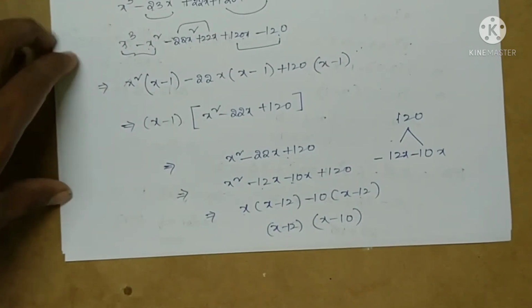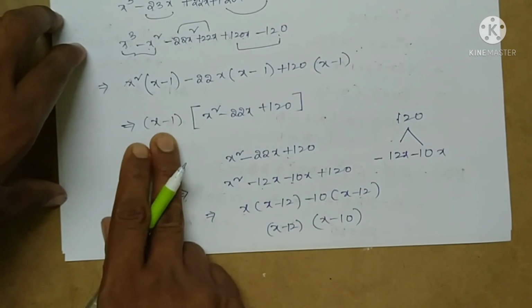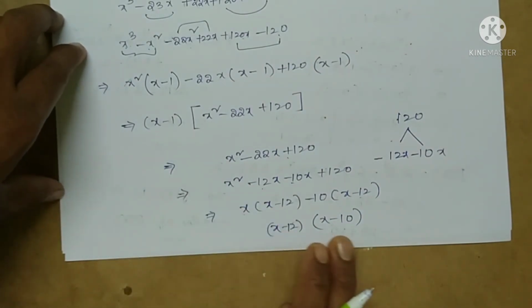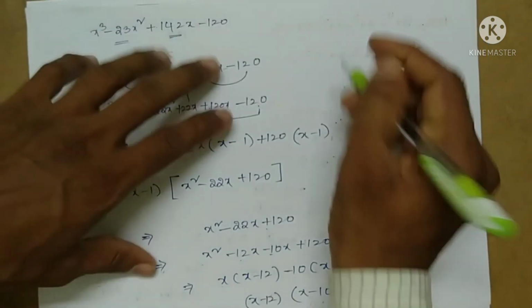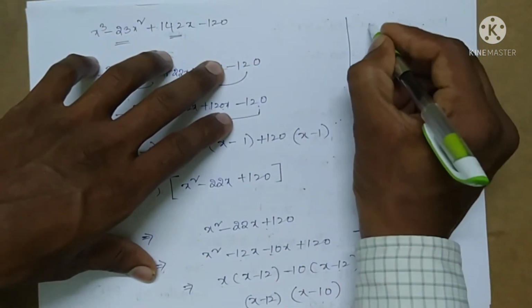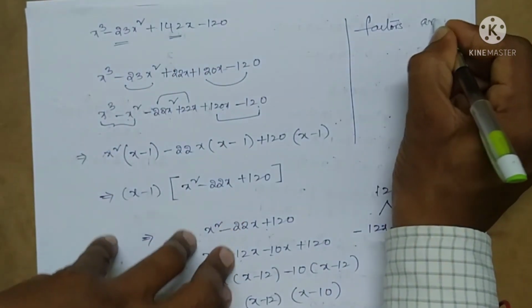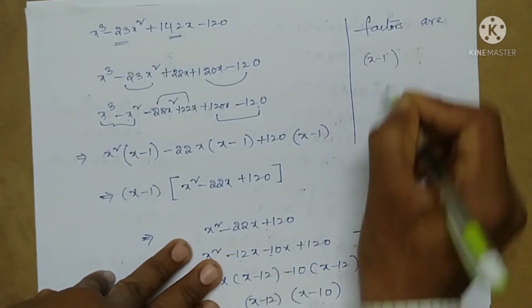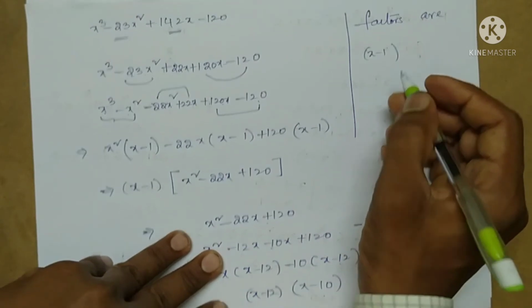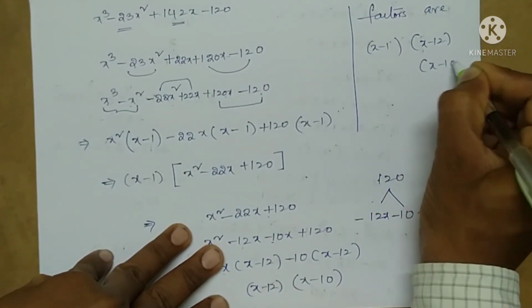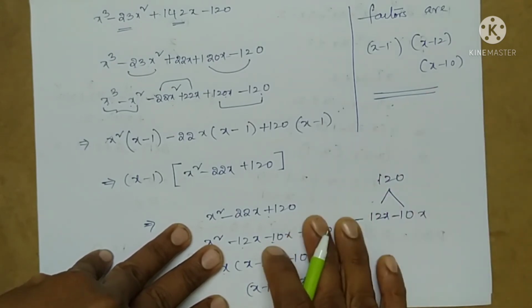Finally, the factors of the cubic polynomial are x minus 1, x minus 12, x minus 10. This is the final result.